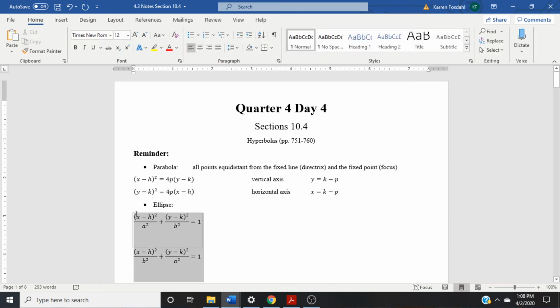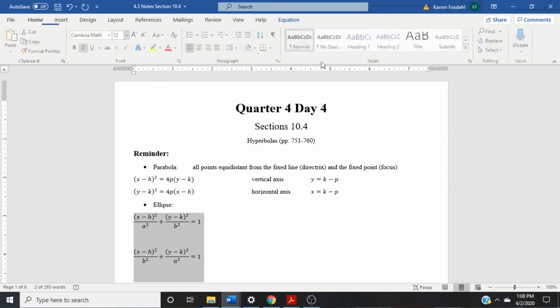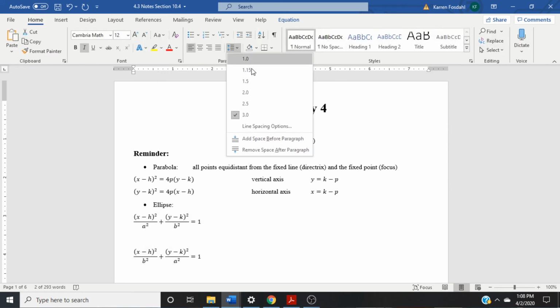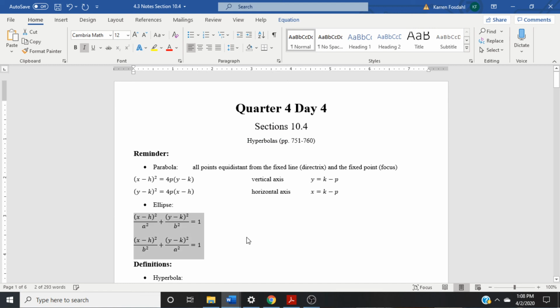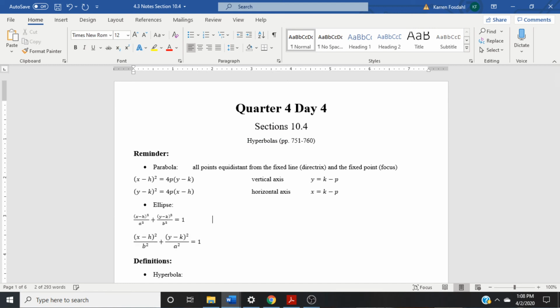Okay, hold on, let me make this closer together. It's not so far apart. Apologies, just turning in the book. So this is the horizontal one, and then this is vertical.